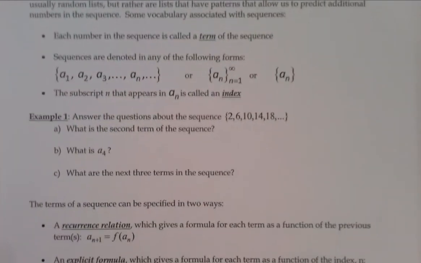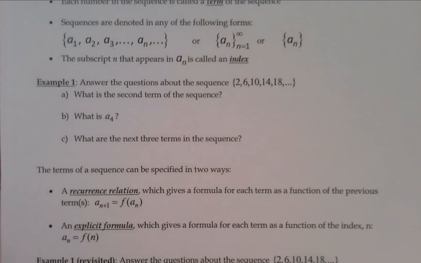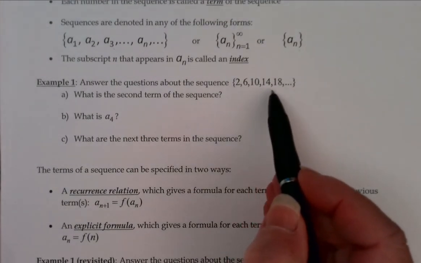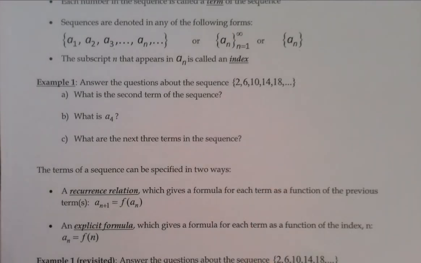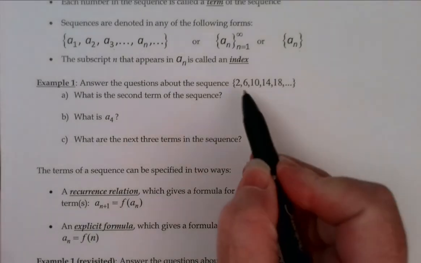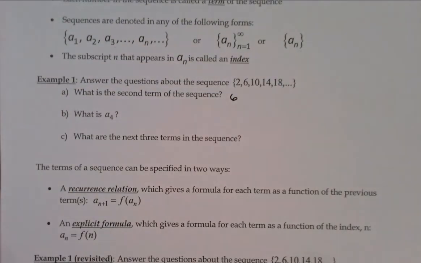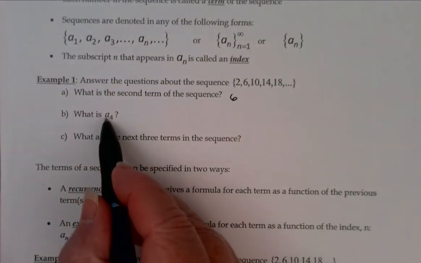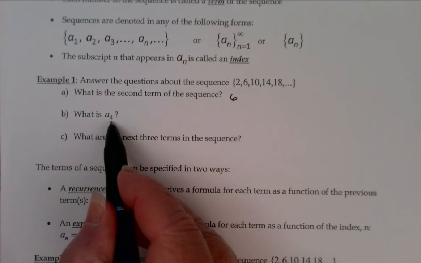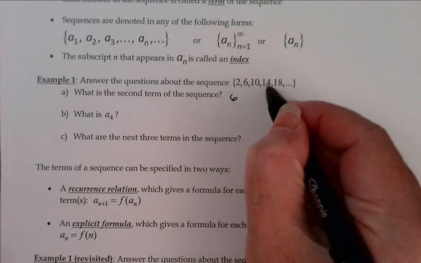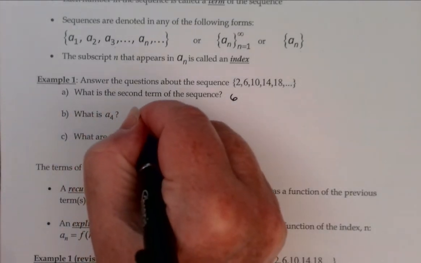So let's look at a few examples of sequences. I've got the sequence here to start with, 2, 6, 10, 14, 18, and so on. And just to get used to the vocabulary, what is the second term of the sequence? That would be the 6 right here. And if I asked you, what is a sub 4? That would mean the fourth term. So 1, 2, 3, 4. That would be the 14.